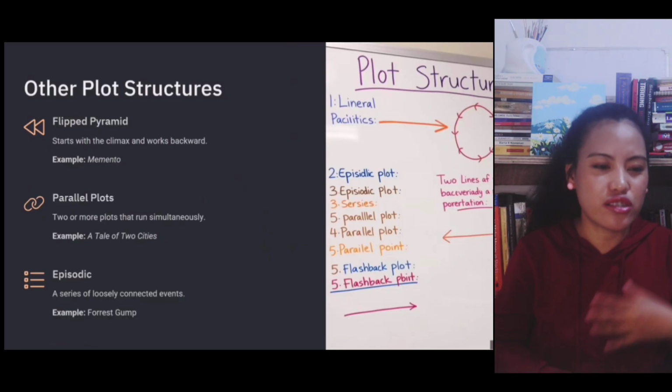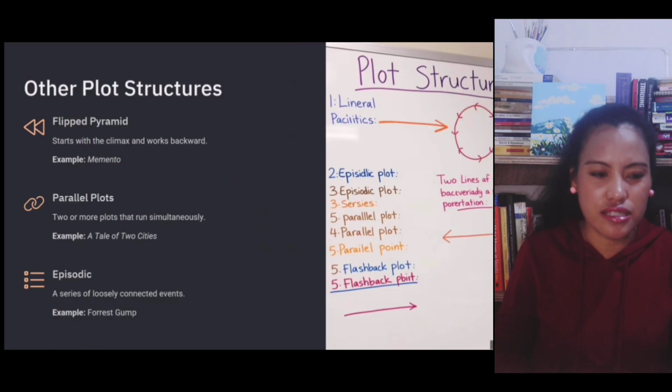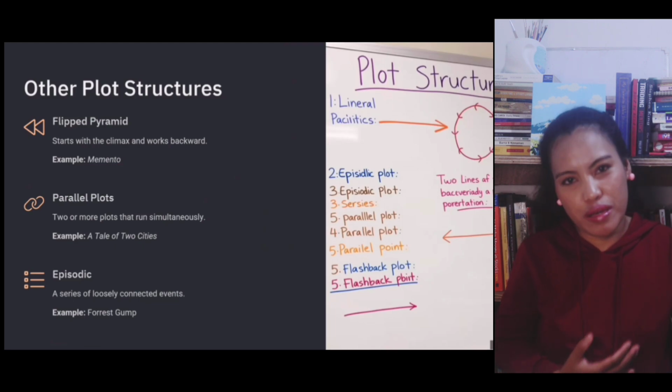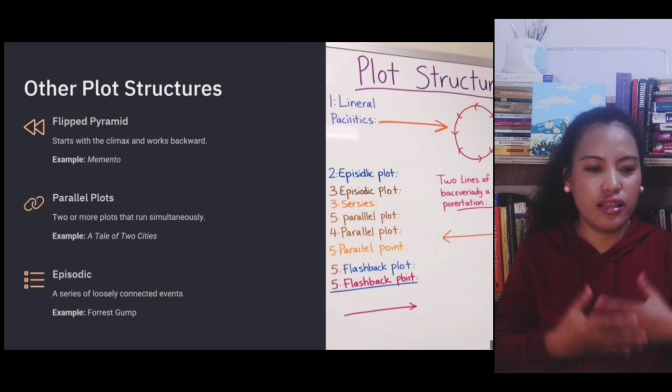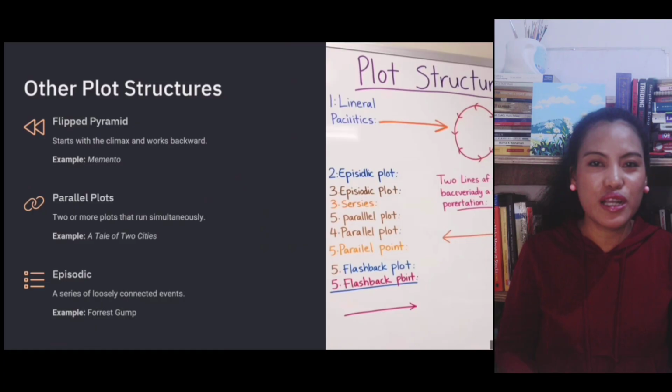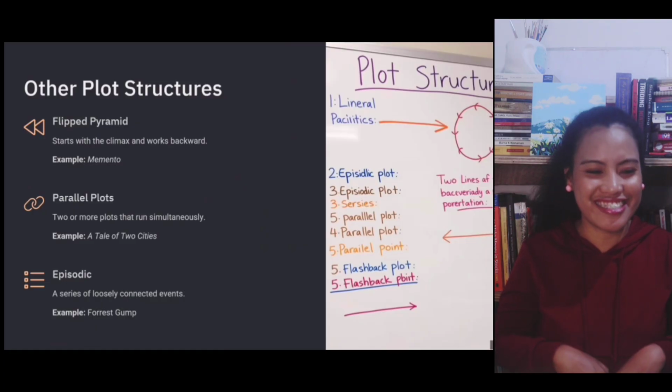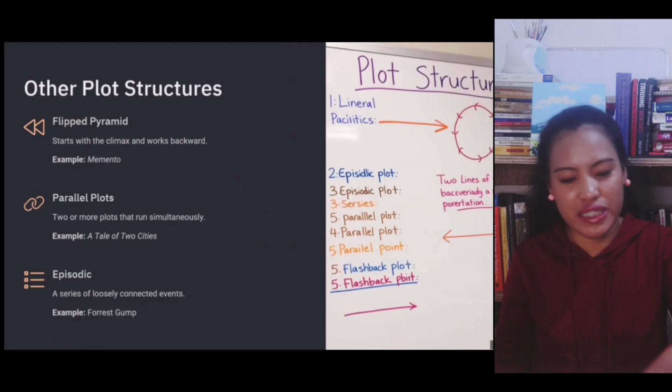We also have the parallel plots, like you have parallel universes. Yes, there are two or more plots that run simultaneously, like in A Tale of Two Cities. And there are also episodic plots, or a series of loosely connected events, like in the movie Forrest Gump.